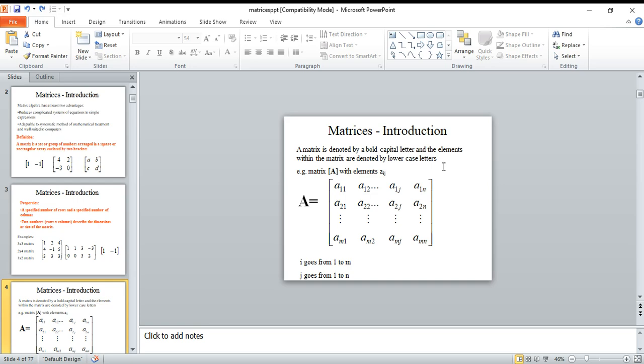And up to am1, which means the place is the mth row and first column. The next element am2 is the mth row and second column. amj means mth row and jth column. amn means mth row and nth column. i goes from 1 to m, j goes from 1 to n.